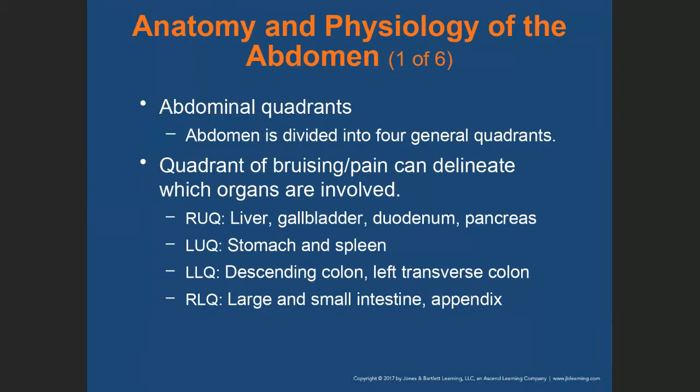Abdominal quadrants. The abdomen is divided into four general quadrants. Quadrant of bruising or pain can delineate which organs are involved. So you need to be familiar with the organs that are located within each quadrant. This particular slide is very important. The right upper quadrant has the liver, gallbladder, duodenum, pancreas. The left upper quadrant has the stomach and spleen. The left lower quadrant has the descending colon, left transverse colon, and the right lower quadrant has the large and small intestines and the appendix.